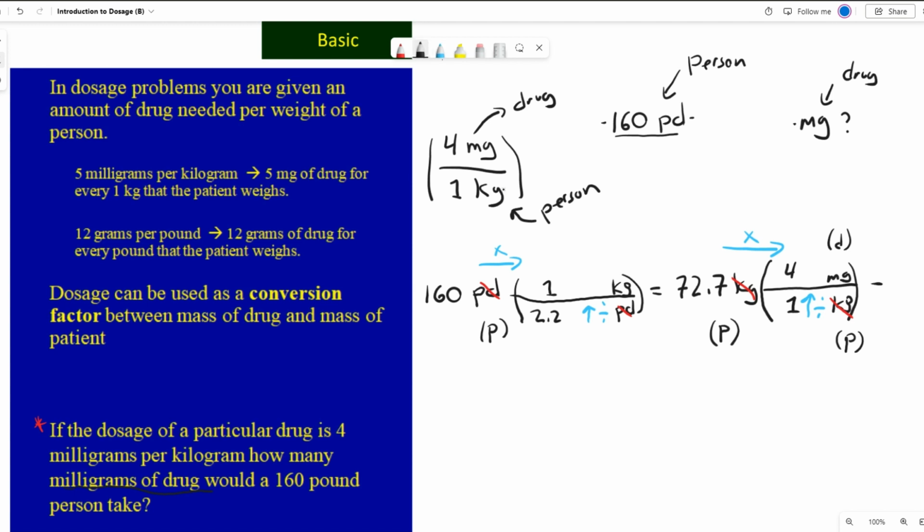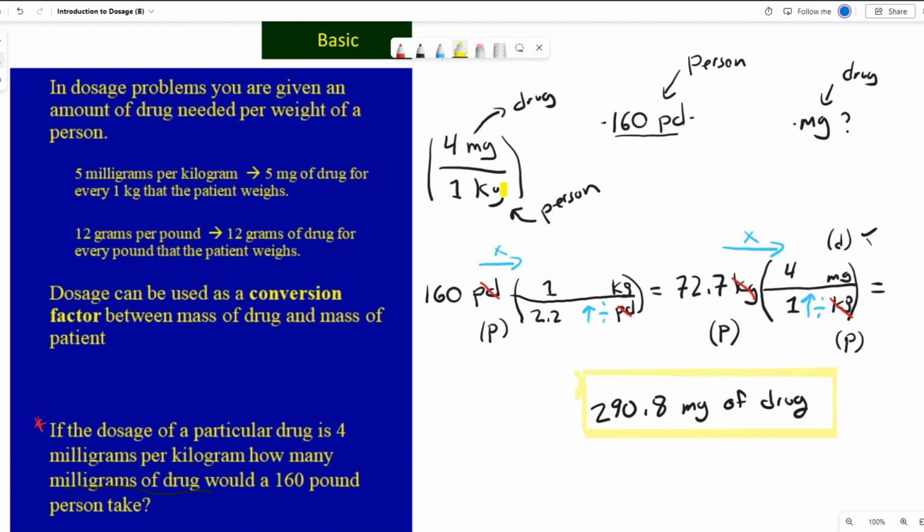And when we do that, if we take 72.7 kilograms and multiply it by 4 and then divide by 1, we get 290.8 milligrams. And it's milligrams of drug, because that's the only unit that's left. And that's what we're being asked to solve for in this problem, how many milligrams of drug.